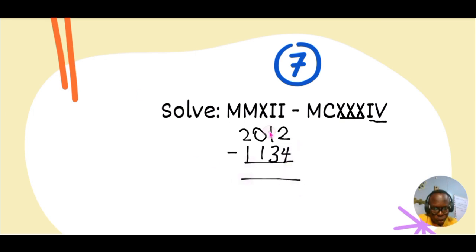Of course, we borrow. And yes, so this will give us 12 minus 4 is 8. And of course, we borrow 1 from here. When it jumps this, it becomes a 9. And this is a 10. 10 minus 3 will give us a 7, and 9 minus 1 will give us 8. So our answer is 878.